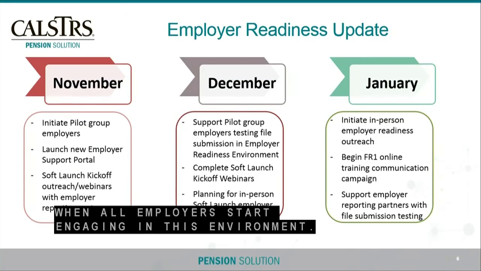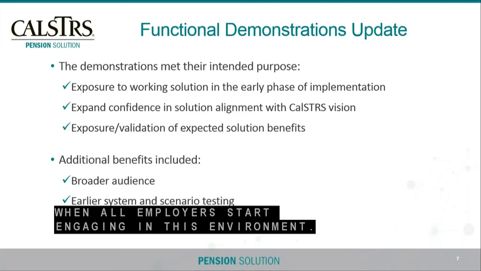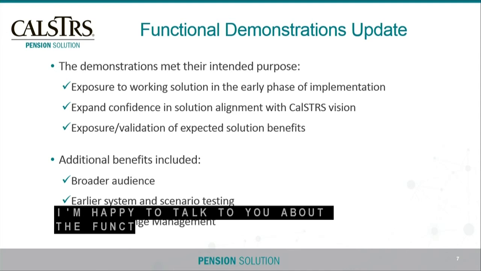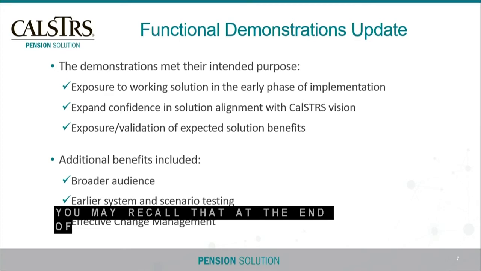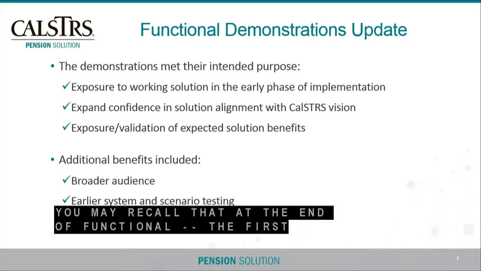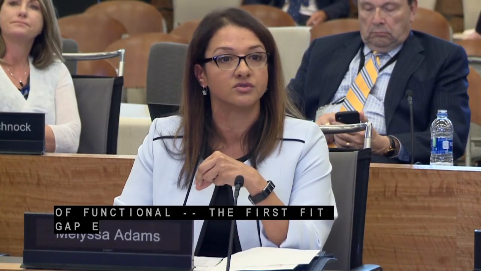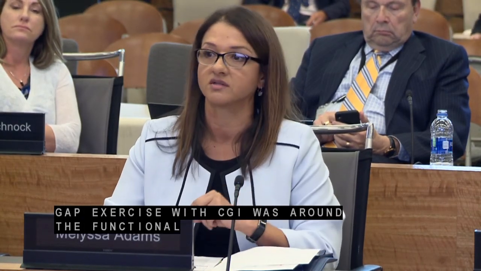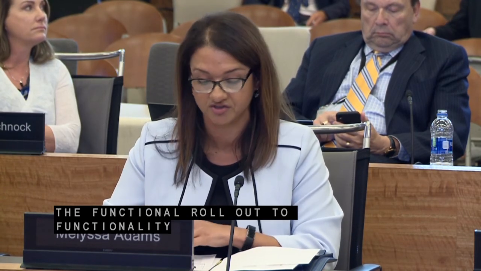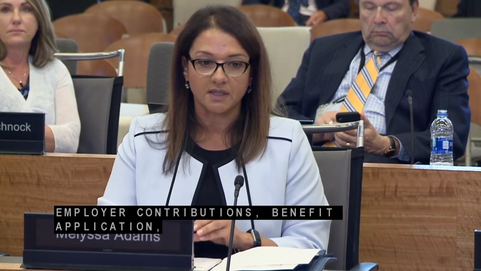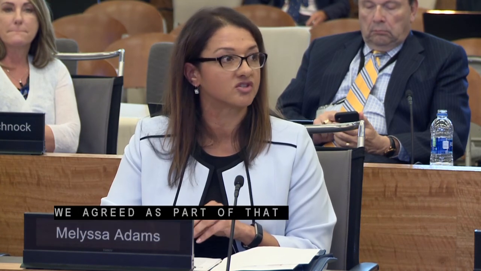Oops, going backwards. And then I'm really happy to be able to talk with you all about the functional demonstration. So you may recall that at the end of the first fit gap exercise that CalSTRS engaged in with CGI was around the functional rollout to functionality, that large scope that Prashant talked about that includes employer contributions, benefit application, payments, and calculations. We agreed as part of that discussion to add 4 additional demonstrations of the functionality.